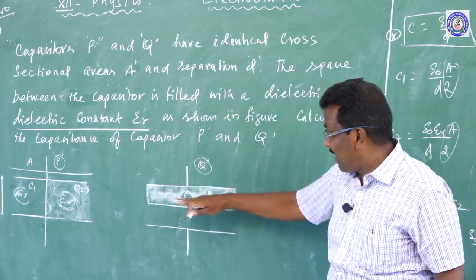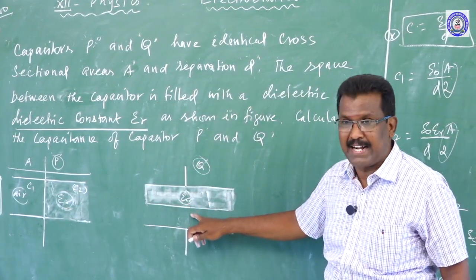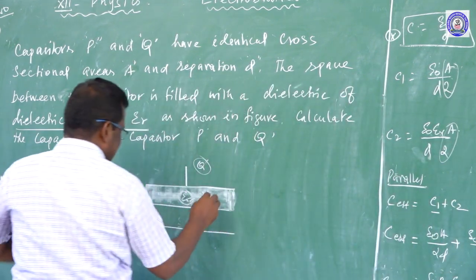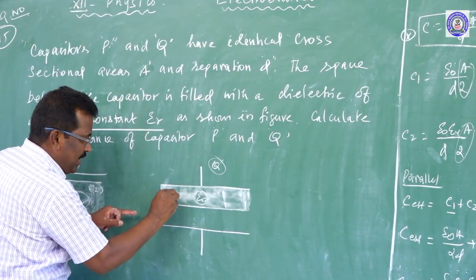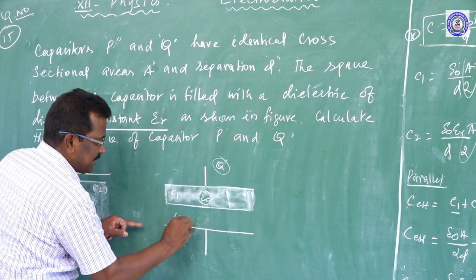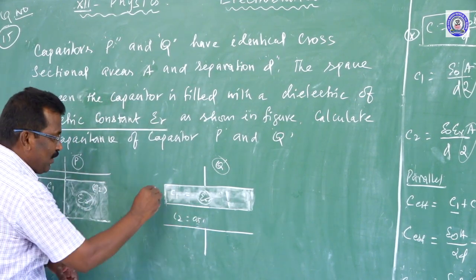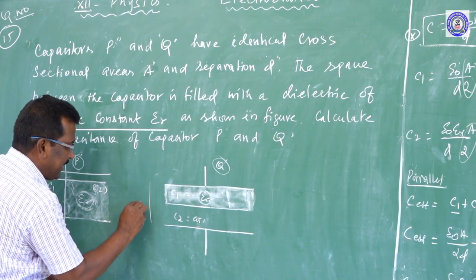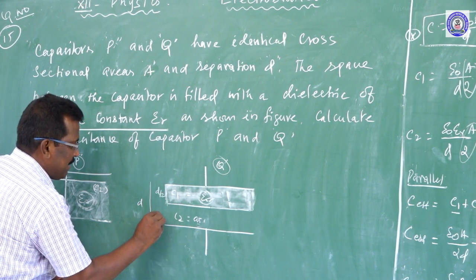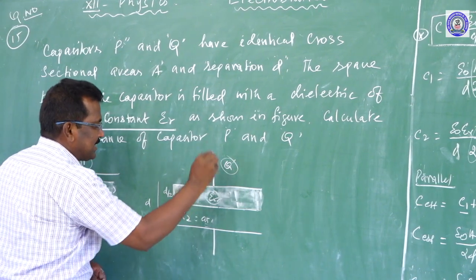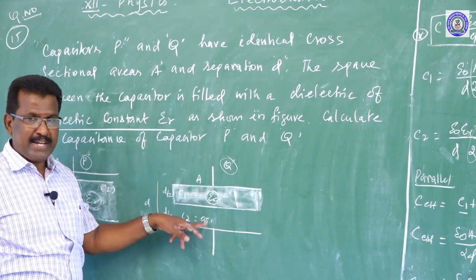In the second case, half of the distance is filled with the dielectric. Now the cross-sectional area remains the same for both capacitors. Here is capacitor 1 and capacitor 2. Capacitor 2 is filled with air, and capacitor 1 is filled with the dielectric. The distance between the two plates is D, so it is D by 2, D by 2. The cross-sectional area remains the same.